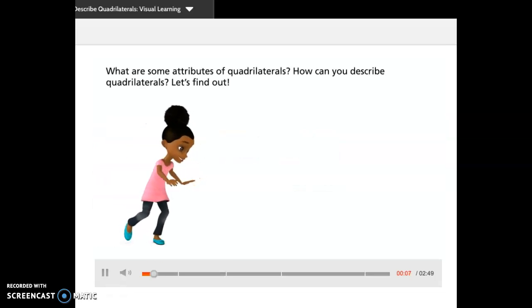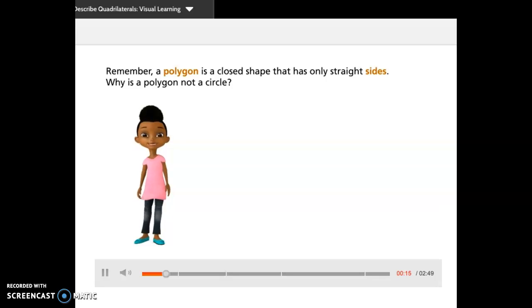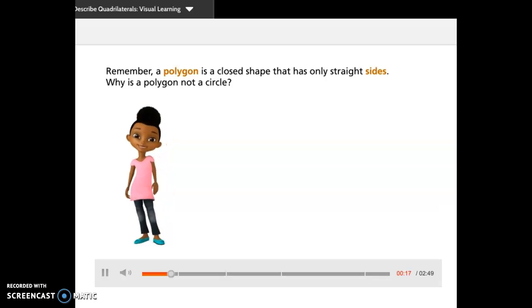What are some attributes of quadrilaterals? How can you describe quadrilaterals? Let's find out. Remember, a polygon is a closed shape that has only straight sides. Why is a polygon not a circle?